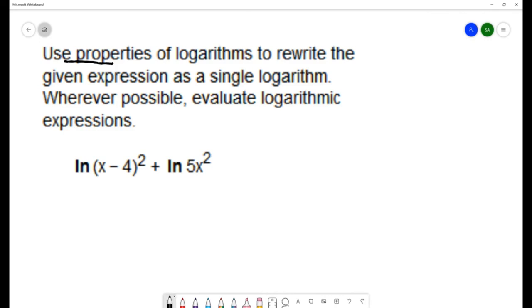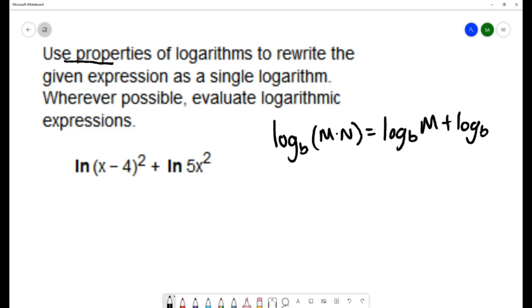So the product rule looks something like this. Log base b of m times n equals log base b of m plus log base b of n. The reason why it is called the product rule is because it has multiplication inside the log. So this multiplication turns into the sum of two individual logarithms. You use one factor in one log, the other factor in the other log.